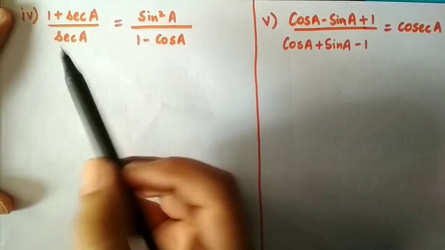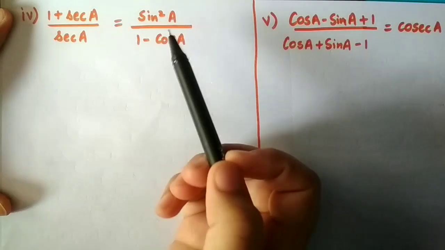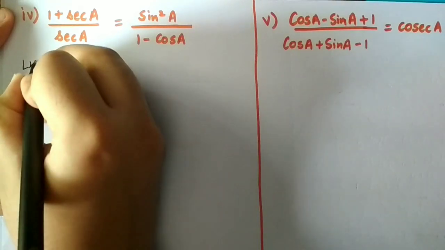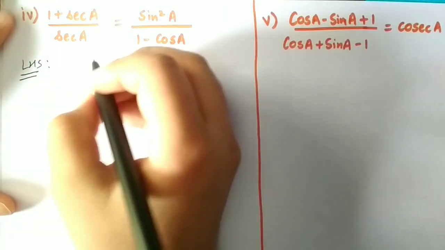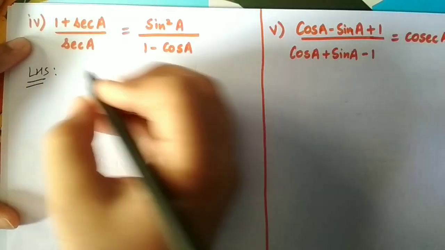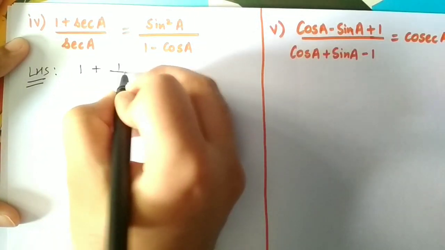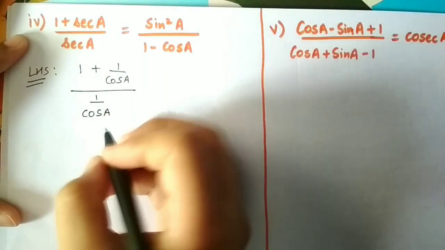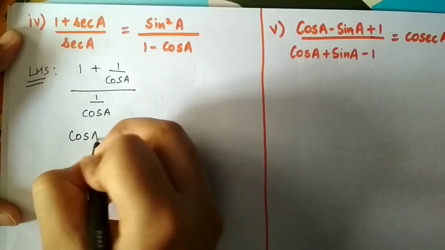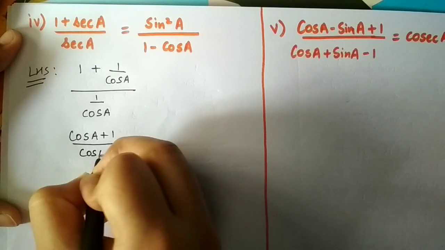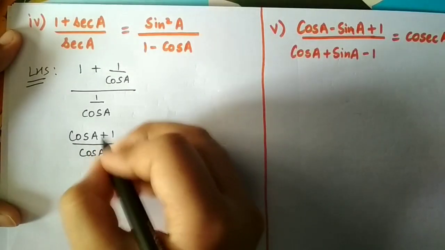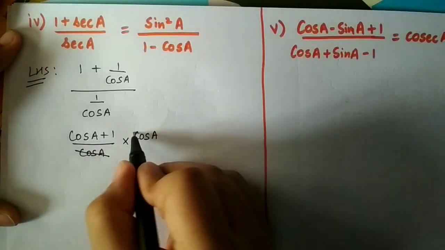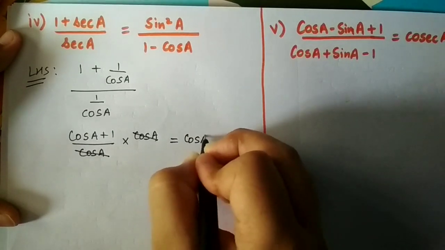Okay, now let's move on to the fourth part. In this you have to prove 1 plus secant a upon secant a is equal to sin square a upon 1 minus cos a. So first of all take left hand side and convert it into sin and cos. Secant a is the reciprocal of cos, so you can write here 1 plus 1 upon cos a divided by 1 upon cos a. Now take the LCM. You get cos a plus 1 upon cos a divided by 1 upon cos a. It can be shifted here and it will become cos a. So now cos a and cos a will cancel and you have cos a plus 1.